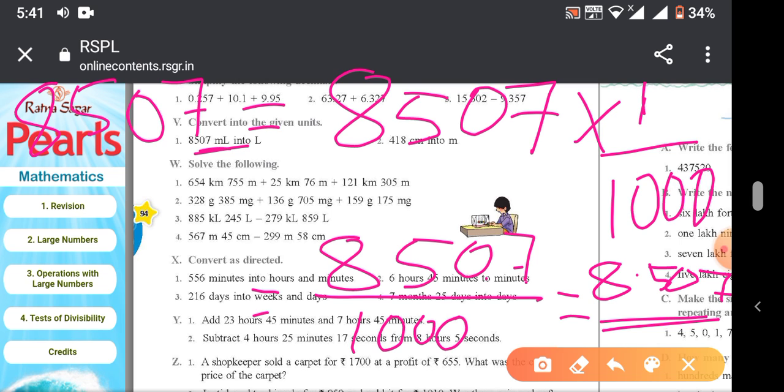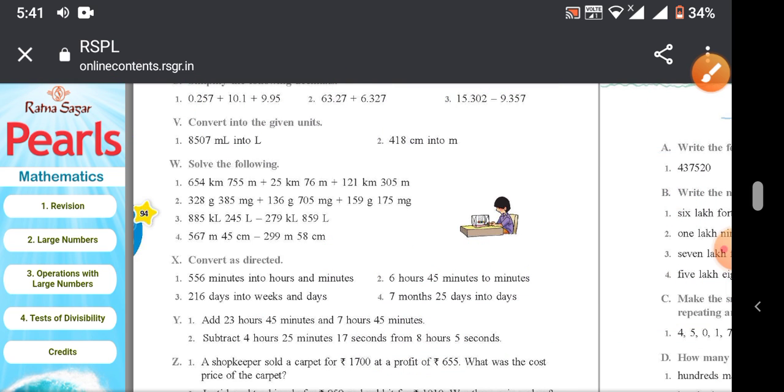Here milli, in milliliter, its value is 1 divided by 1000. So for milli, we multiply by 1 divided by 1000. Here 1000 has 3 zeros, that's why after these 3 digits we should write the decimal point. Next, in the same way, you can solve the second one.